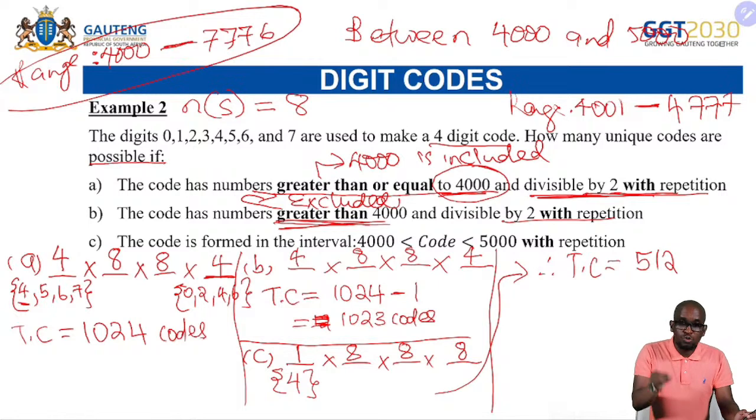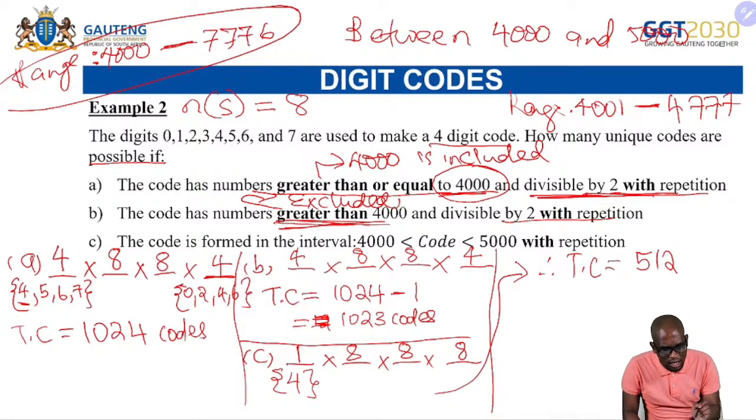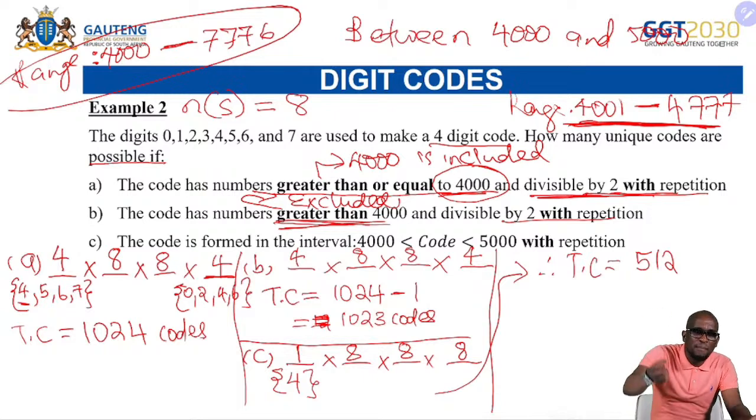However, this 512 that we just got includes 4,000. However, the condition indicates that the code must be greater than 4,000. That is why I gave you this range here. The first code should be 4,001.